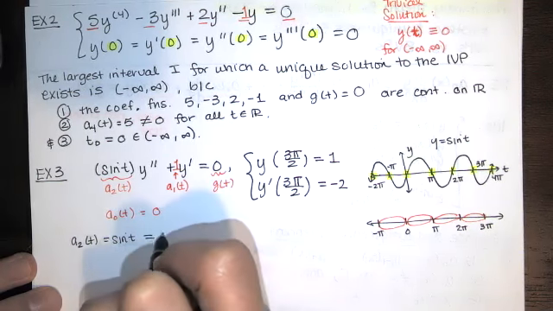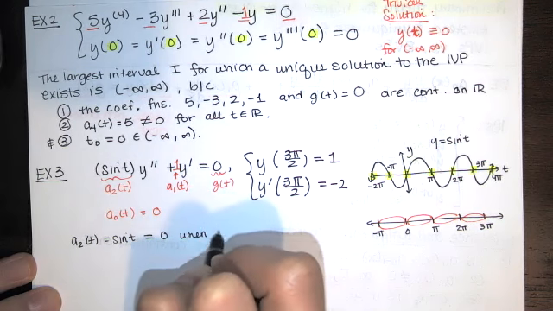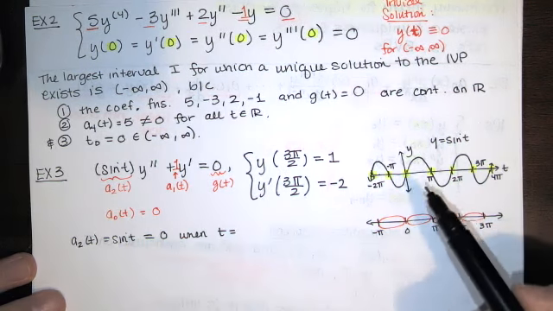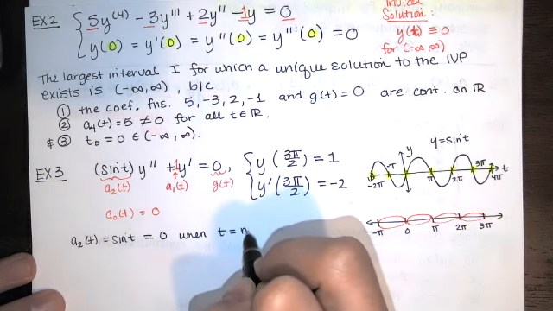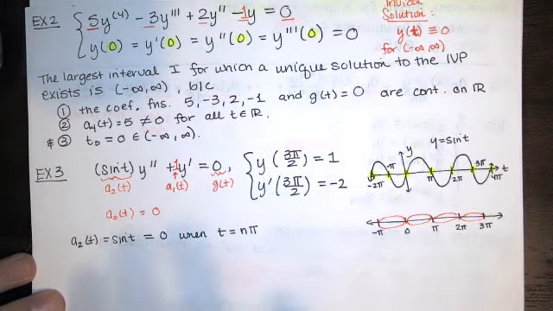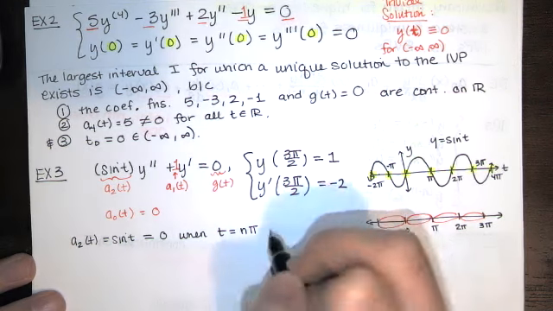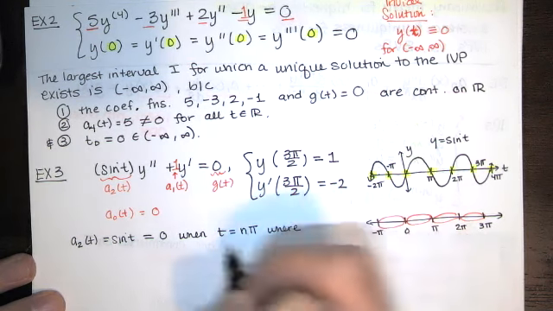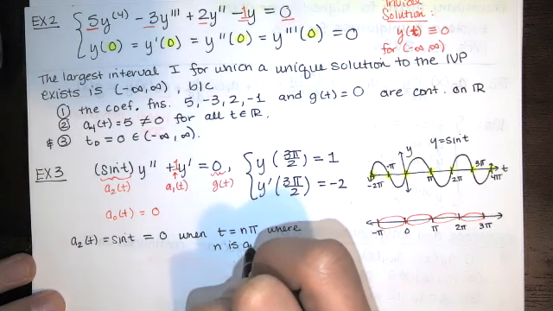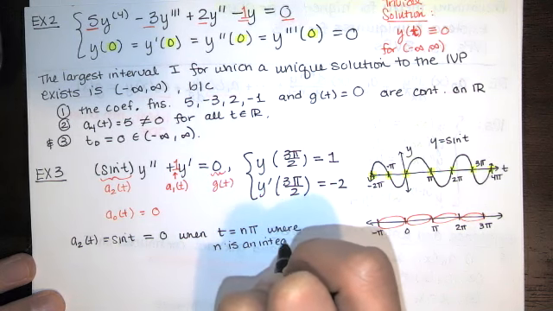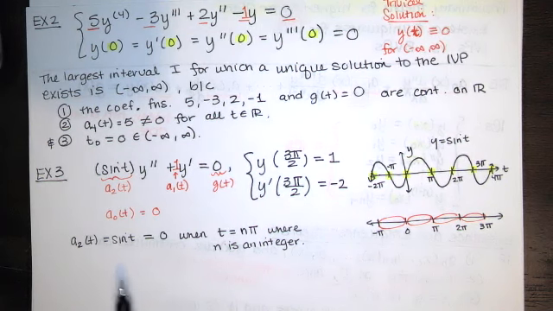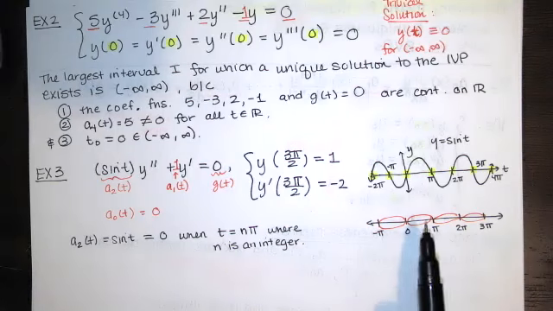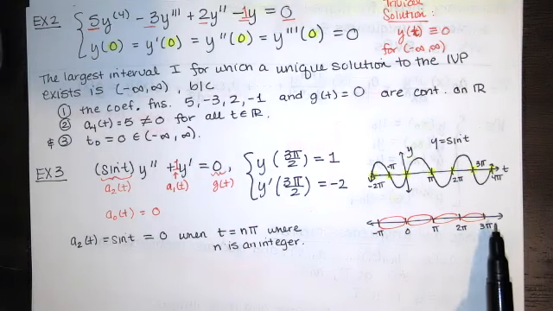That equals 0 when t is any multiple of pi: 0 pi, 1 pi, 2 pi, 3 pi, 4 pi. So if t is n times pi, where n is an integer, then the leading coefficient function is 0, and we don't want that. So our interval of existence has to be one of these types of intervals.